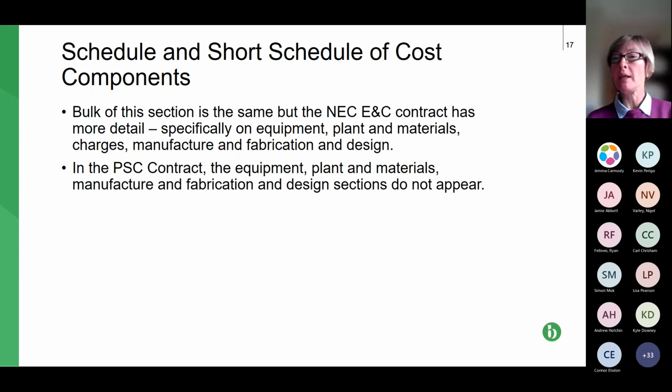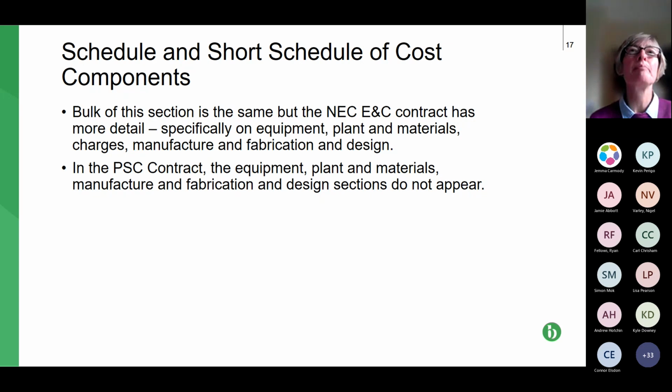And if you're on option E, which applies to both contracts, then it's used for pricing the work, because that's cost reimbursable. And if you're on C and D, so they're the pain gain, the target cost contract, so only C applies to the professional services contract. This schedule of cost components is relevant only to amending the target cost where the nature of the works changes and compensation events are implemented.